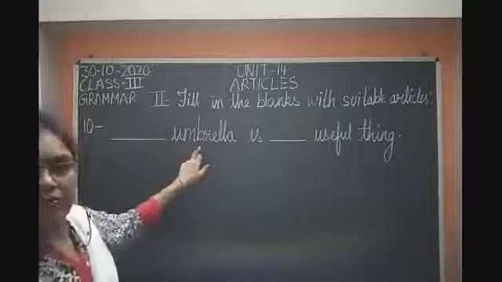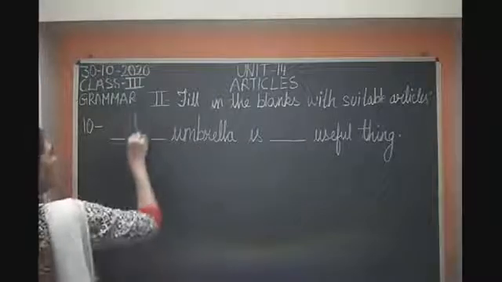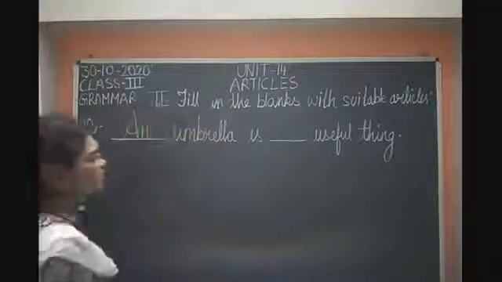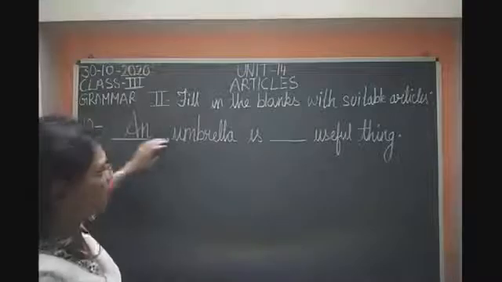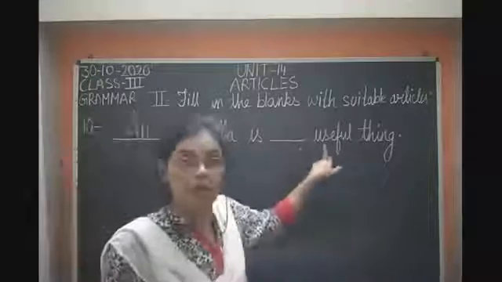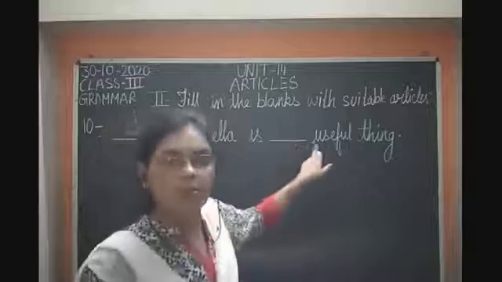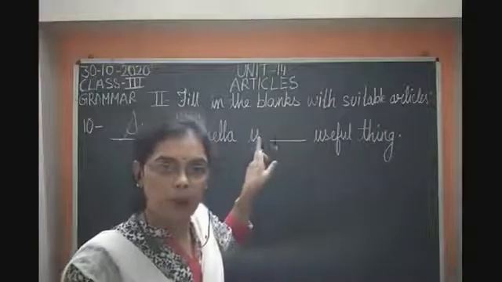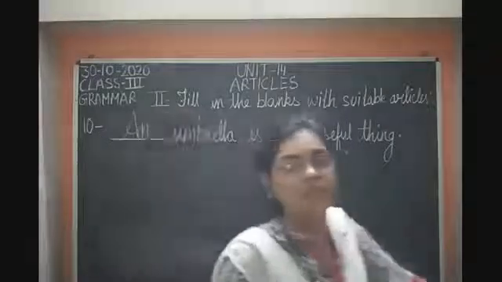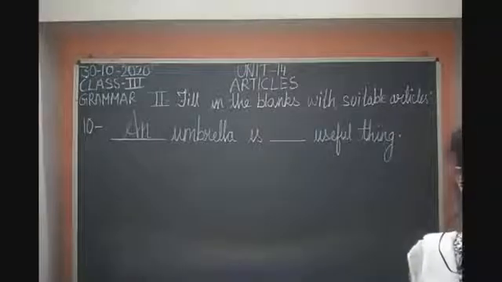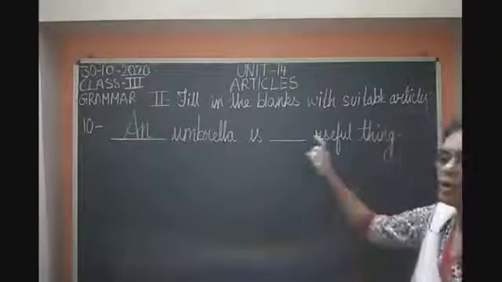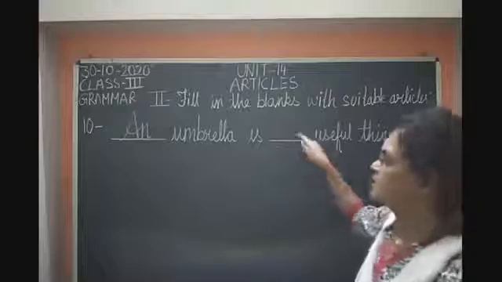So umbrella, we'll be using an, because a vowel sound is coming, right? So, an umbrella is now useful. Both the words are starting with U, but what is the difference? The difference is of sound. So an umbrella is now.